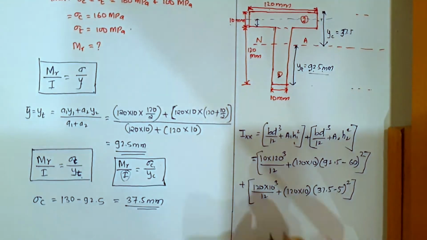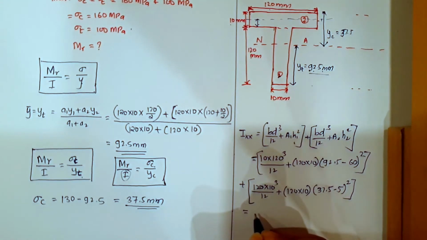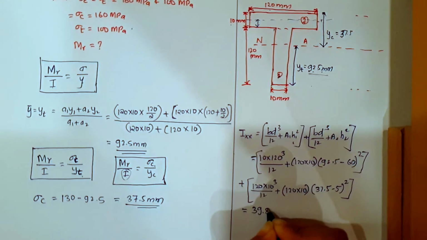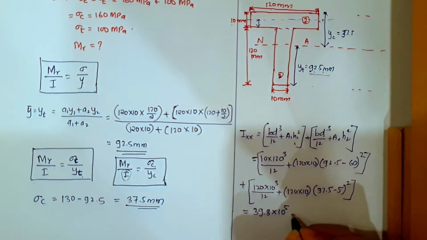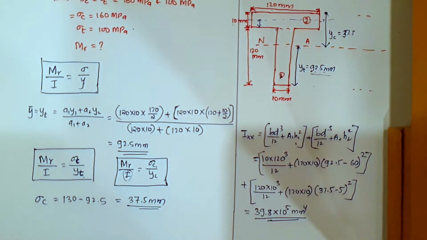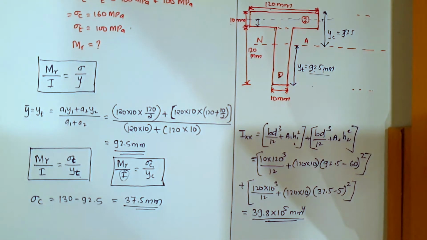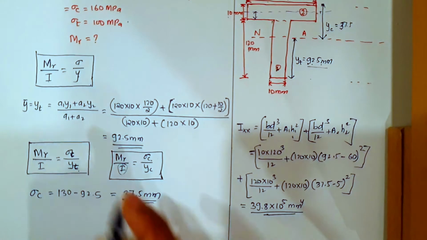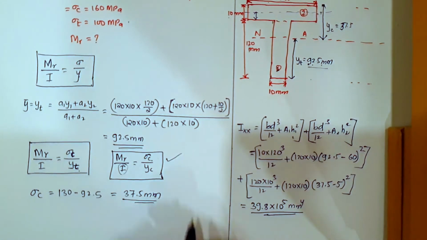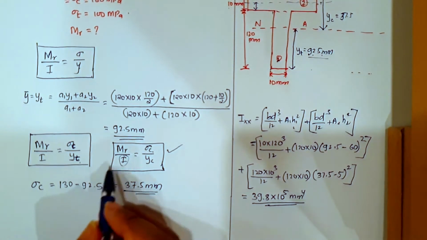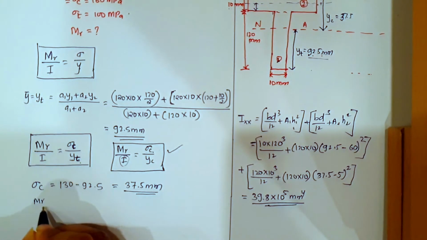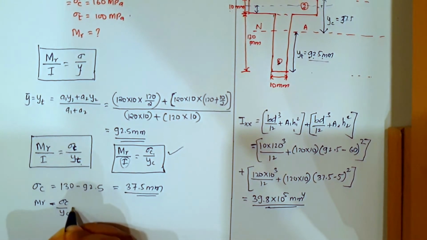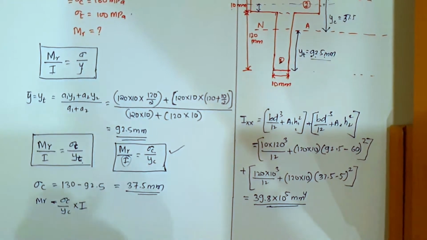Okay. Now from here, moment will come equal to 39.8 into 10 raised to power 5 mm raised to power 4. This is your Ixx. Now let us find MR. We can use this. MR will remain as it is. MR will be equal to sigma C by YC into I.